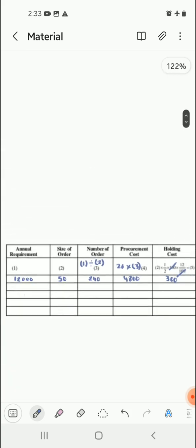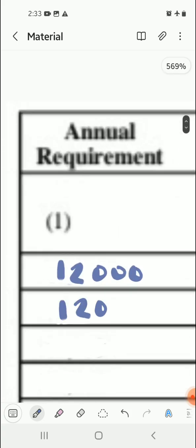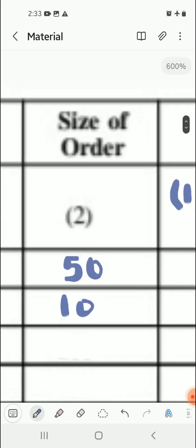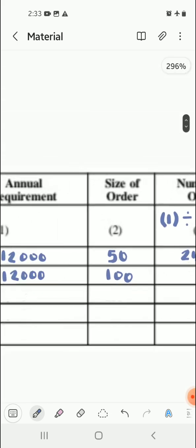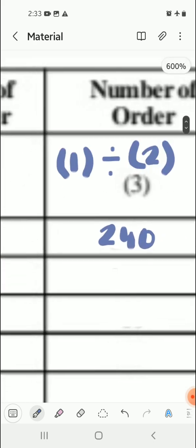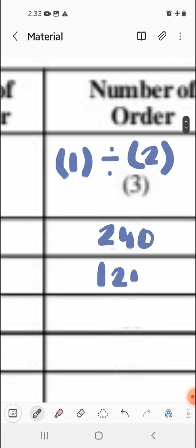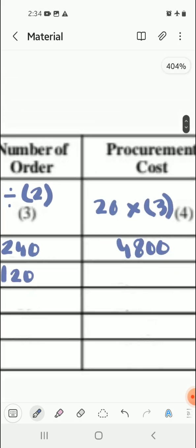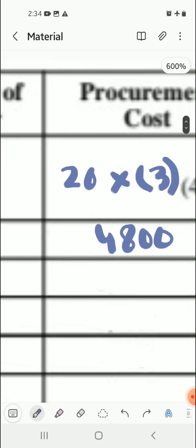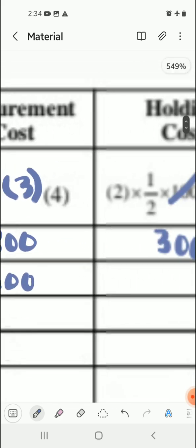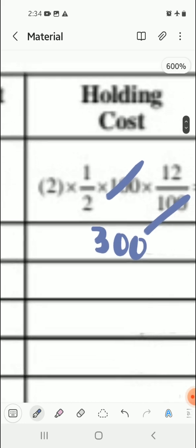Similarly, this time the annual requirement will again be taken as 12,000. This is the second situation where the size of order I have doubled to 100. The same order would follow, that is 12,000 divided by 100. Once we do it, we get 120. Right? Next, 20 into column number 3. Now, 120 into 20, so it will be 2400.